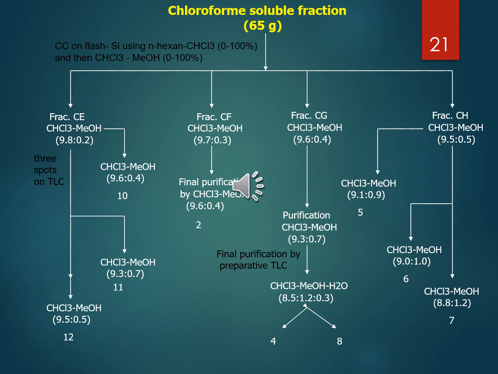Compound number 5 is confirmed for its polarity and purity by using 9.1 and 0.9% chlorphenol, while compound number 6 is confirmed for its purity by using 9.0 and 1.0% chlorphenol, and finally compound number 7 is confirmed for its purity by using 8.8 and 1.2% chlorphenol. So in this way different kinds of organic compounds have been purified by using column chromatography as well as thin layer chromatography techniques.